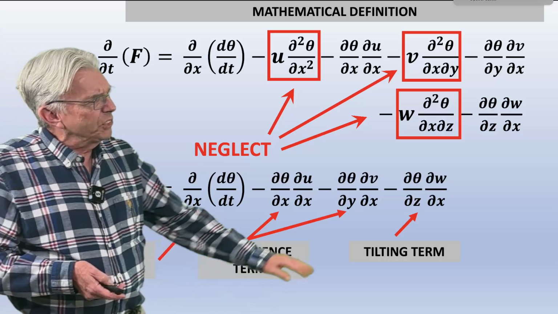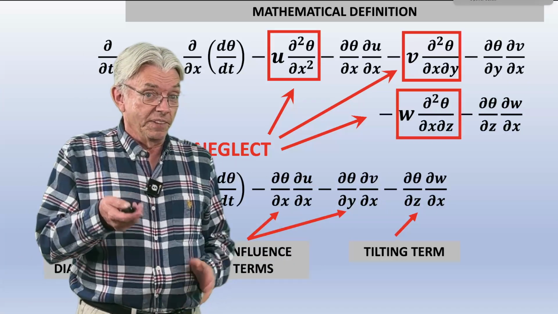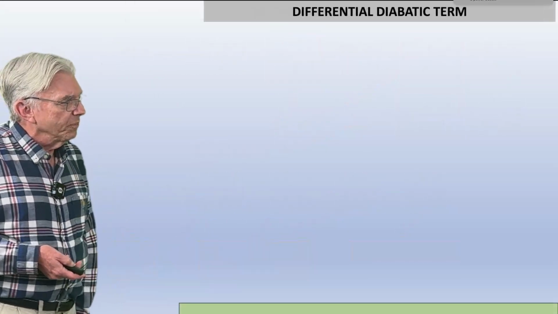And then this last term is called the tilting term, and this is where the vertical motion, the up and down motion, comes into play. So let's take these one by one.